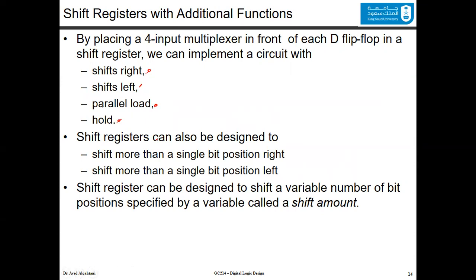Now, the shift register can also be designed to have different functionality. For example, shifting more than a single bit position to the right. So instead of shifting by 1 bit, you shift by 2 or 3 bits. Similarly, you do this for the left. The shift register can be designed to shift a variable number of bit positions specified by a variable, and this variable could be called a shift amount.